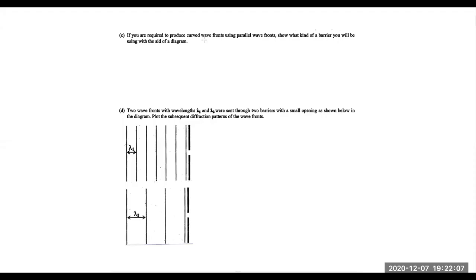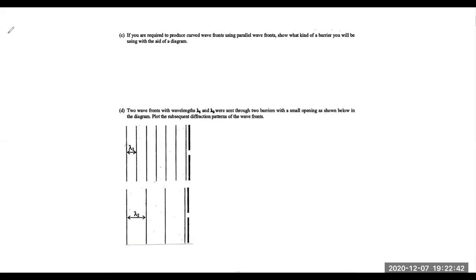If you are required to produce curved waves from wave fronts using parallel wave fronts, show what kind of barrier you will be using with the aid of a diagram. So they're asking, now you are supposed to produce curved waves, but you have to generate them using the parallel waves, right? I know that that's a lot suddenly. So let's see what this is all about. Let me quickly do a recap on what happens.